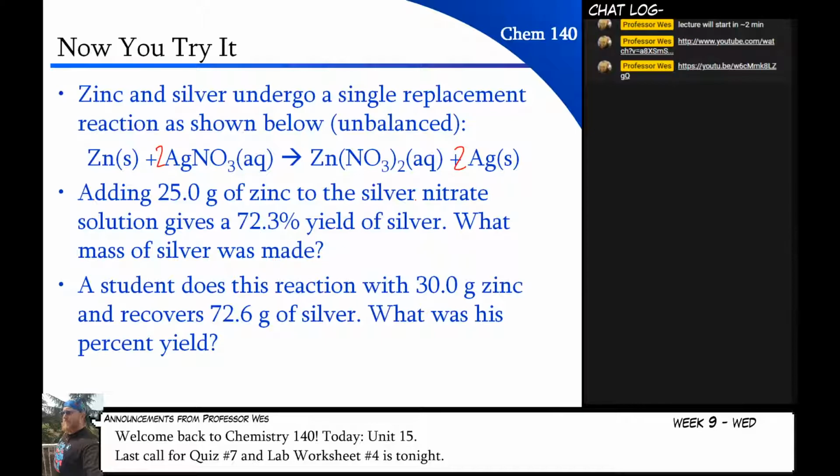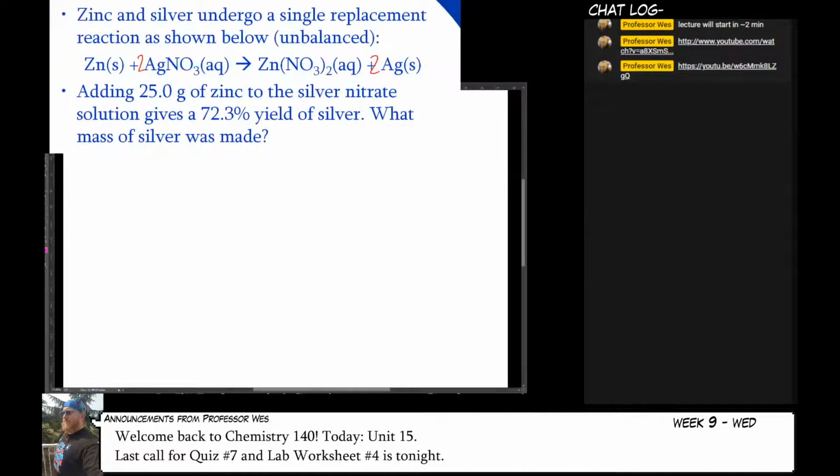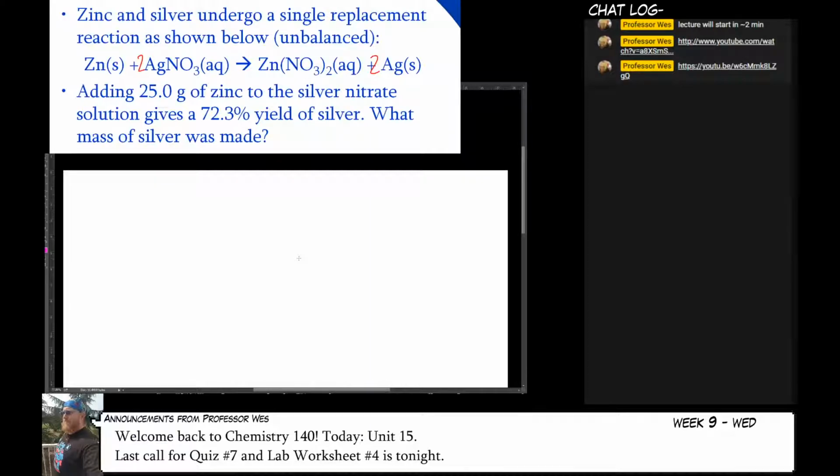So if I put 25 grams of zinc into the silver nitrate solution, I get a 72.3% yield of silver. How much silver came out? Let's do that one first. We'll scroll up. So same thing as before. Let's figure out the theoretical yield that I make from 25 grams of zinc.